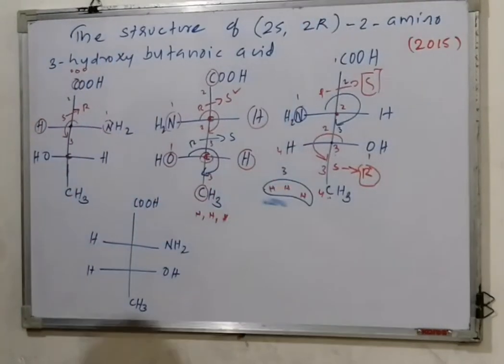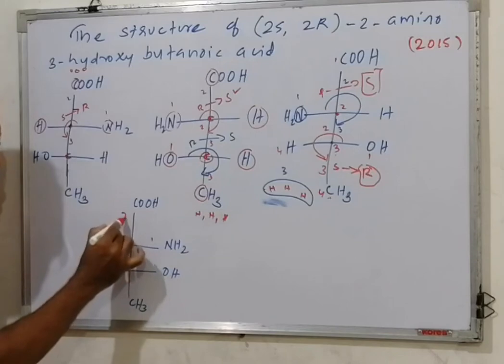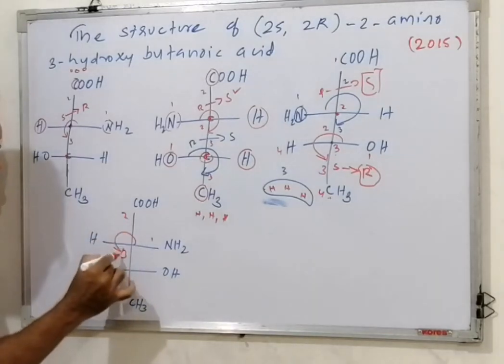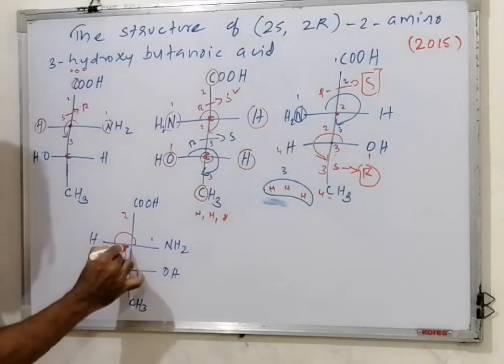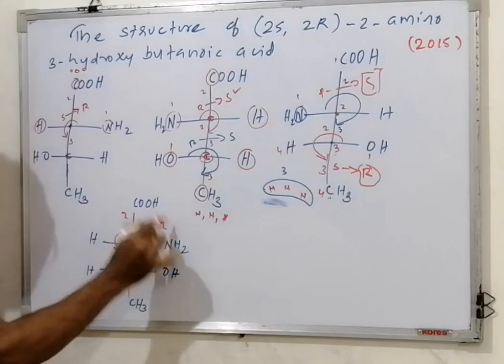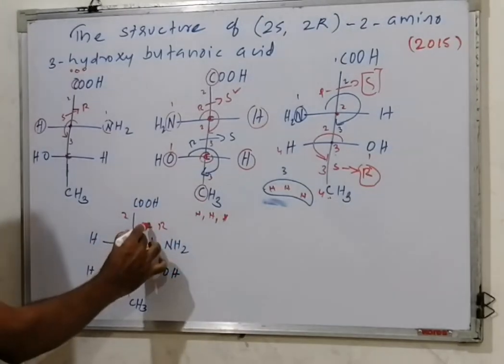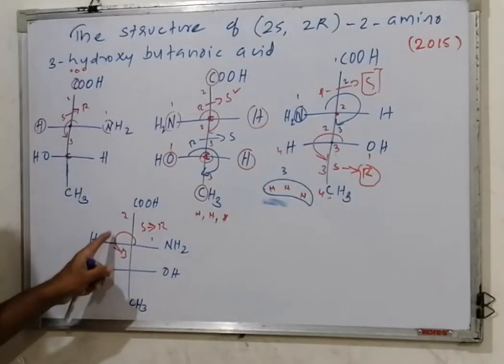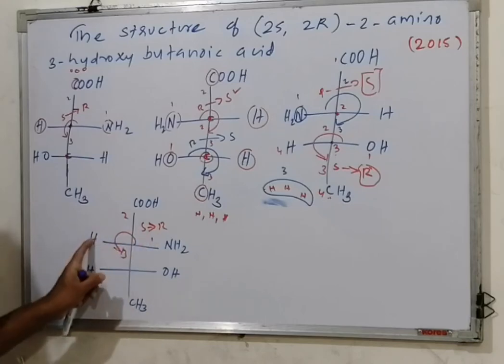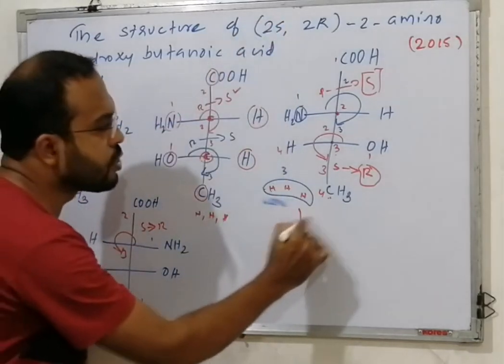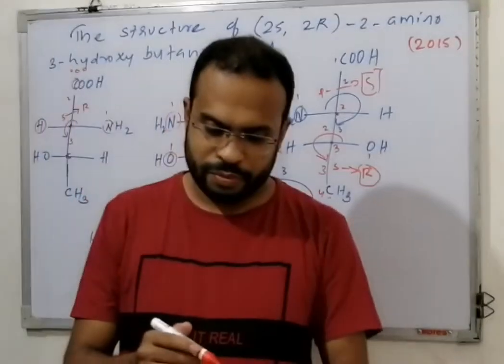Okay, let us check this one very quickly. 1, 2, 3. Anti-clockwise. S turns to R. You know why? This is S that turned to R because of this hydrogen. That's also wrong. Therefore, C is the correct answer.